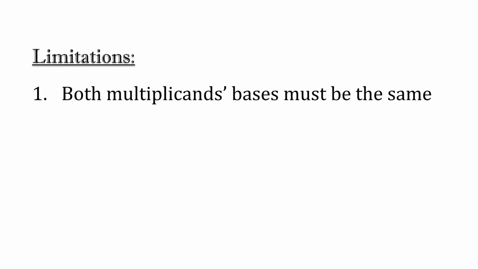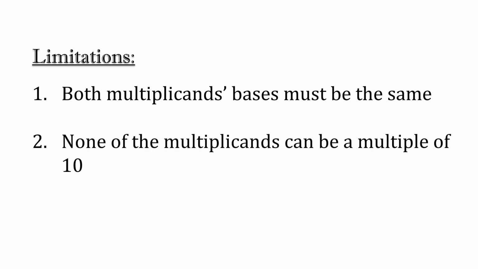But now we have to go through the limitations. So both multiplicands' bases must be the same. Otherwise you can't go cross base, like you have a base of 10 and you have a base of 100. That doesn't work. And then none of the multiplicands can be a multiple of 10. You might think that works, but when you add the extra step of subtracting from the base, it gets really weird because you subtract 1 from the left portion, which changes it to a 9 typically.